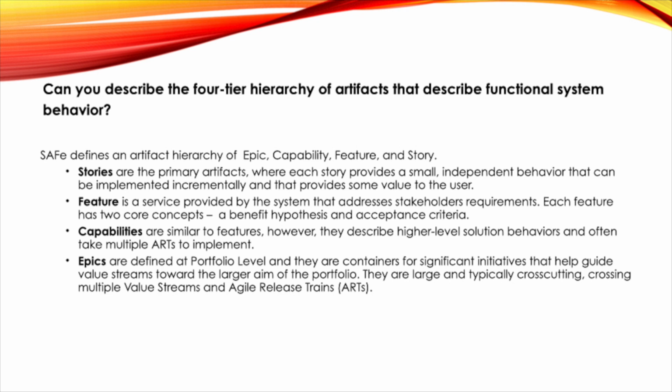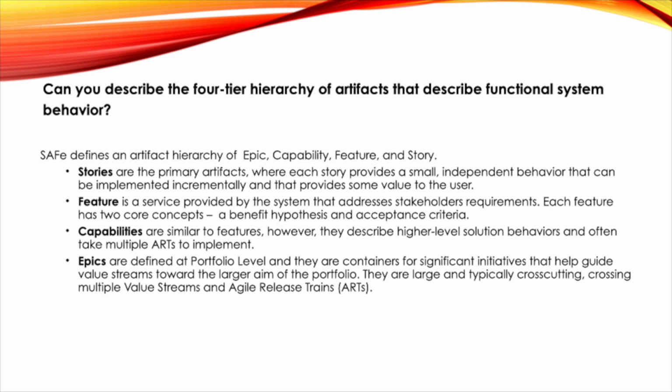Can you describe the four-tier hierarchy of artifacts that describe functional system behavior? SAFe defines an artifact hierarchy of epic, capability, feature, and story. Stories are the primary artifacts, where each story provides a small, independent behavior that can be implemented incrementally and that provides some value to the user.